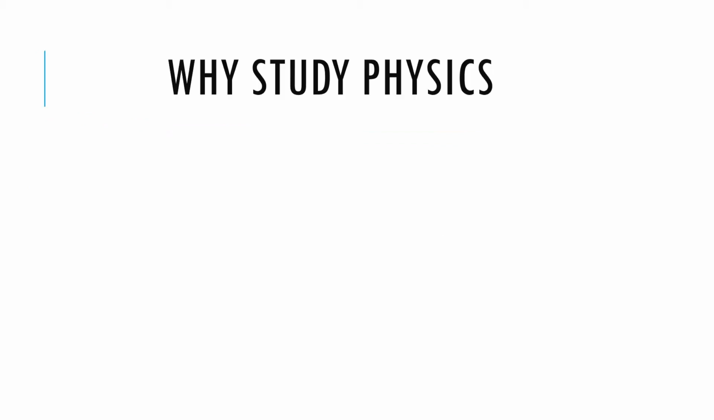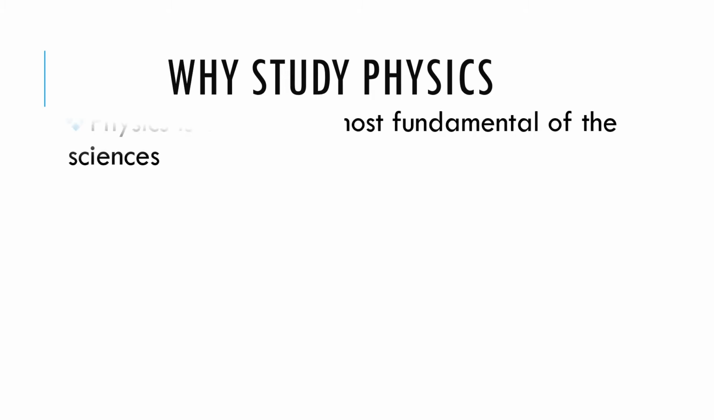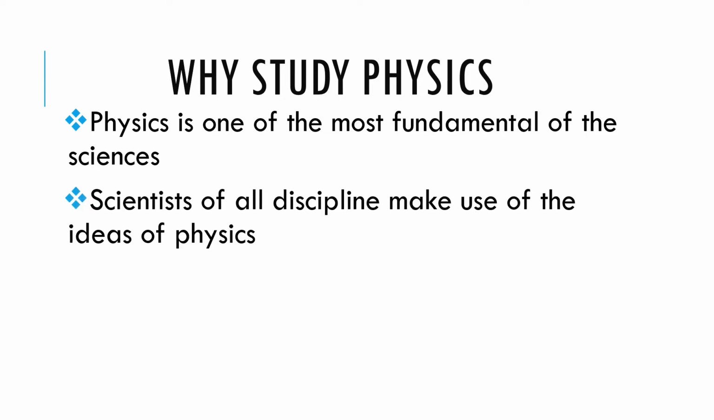So number one, physics is the most fundamental of all the sciences. Now you're going to understand why physics is the most fundamental amongst all the sciences. It is also very fundamental because scientists of all disciplines make use of the ideas of physics. Whether you're a chemist, whether you're a biologist, or what have you, once you are a scientist, no matter your discipline, you make use of the ideas of physics.